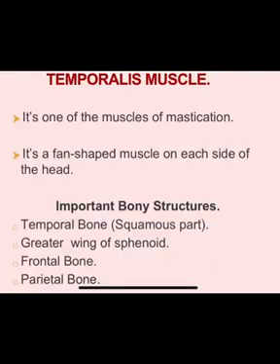Now, what do you need to know about the temporalis muscle? Of course, I said it's one of the muscles of mastication. The temporalis muscle is a fan-shaped muscle on each side of the head. It has bony structures it's attached to, like the temporal bone, the squamous part of the temporal bone. It also has some attachment to the greater wing of the sphenoid, the frontal bone, and the parietal bone.